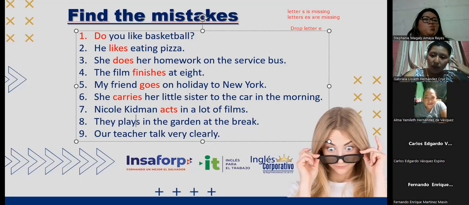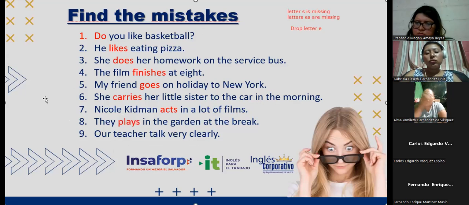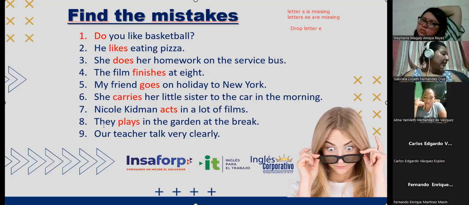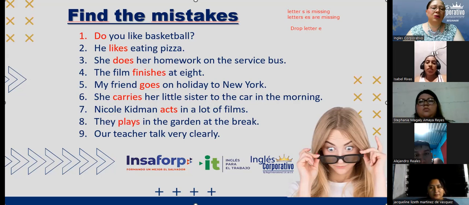What is the mistake? Do we need a letter E? ¿Necesitamos una letra E? Yes. Vaya, veamos cuál es el sujeto que tenemos. What is the subject? They. Y cuando usamos they, usamos place. Correct. So what drop is the form? Drop letter S. Very good.